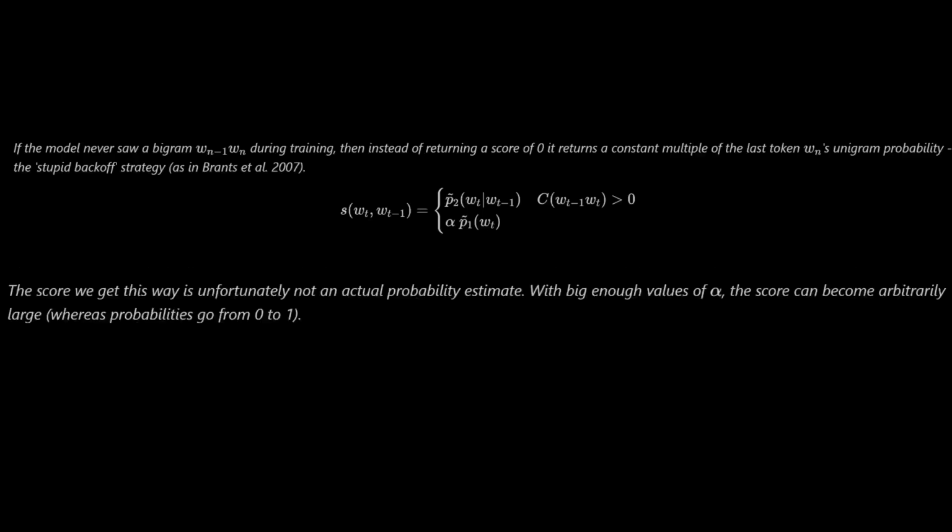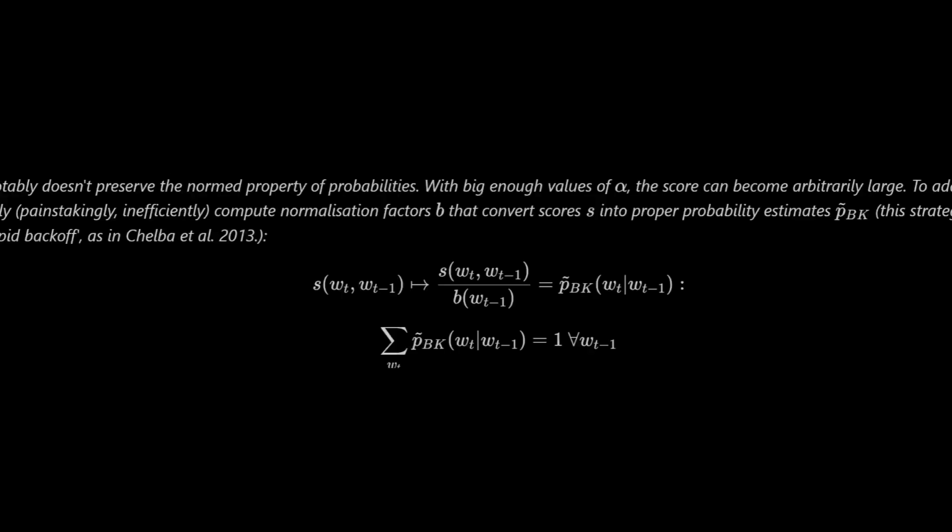It introduces a new parameter, the backoff weight, which decides how strongly unknown bigrams should be weighed relative to known ones. Unfortunately, this score is not a probability, because there is no more guarantee that they sum to 1. To remedy this, I directly normalize them, which takes way too long.